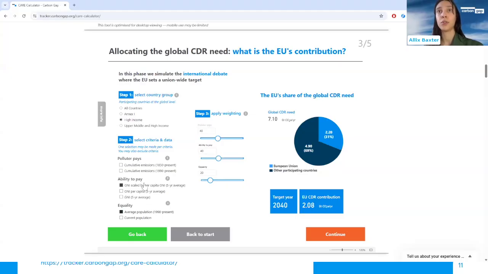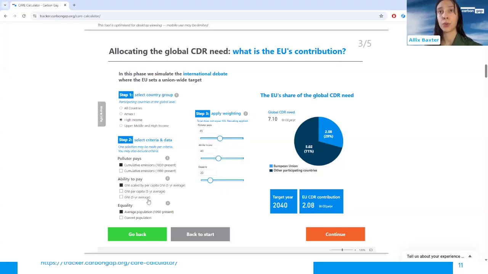So with the CARE calculator, you can also create these kind of hybrid combinations. So you don't need to select all criteria. You can exclude criteria. And then these sliding bars can be used to weight the importance of these different criteria that you have selected. So I'll give people maybe a little bit more time to vote while I explain maybe the data under ability to pay, because it's a little bit less intuitive.